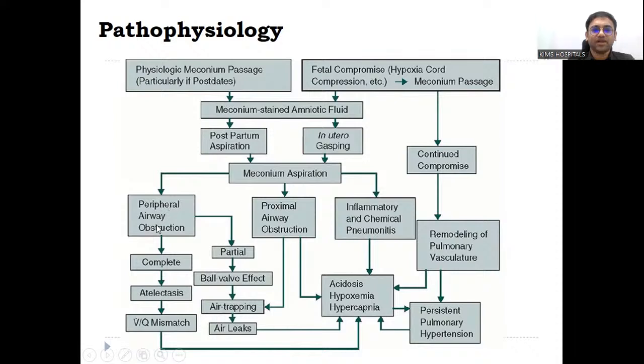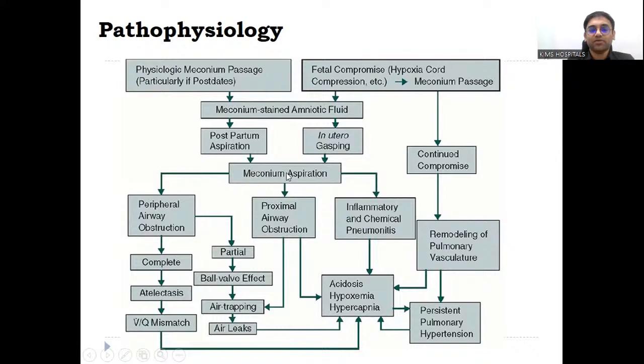This can obstruct the peripheral airway. Complete obstruction leads to atelectasis and V/Q mismatch, and partial obstruction can lead to a valvular mechanism. During inspiration, because of contraction of the respiratory muscles, the airway diameter increases and air enters. During expiration, because of elasticity, the airways try to recoil, and the air may not exit from the small airway, which can lead to the ball-valve mechanism, air trapping, and air leak. Or sometimes a proximal obstruction can lead to complete obstruction. All these can lead to hypoxia and hypercapnia.